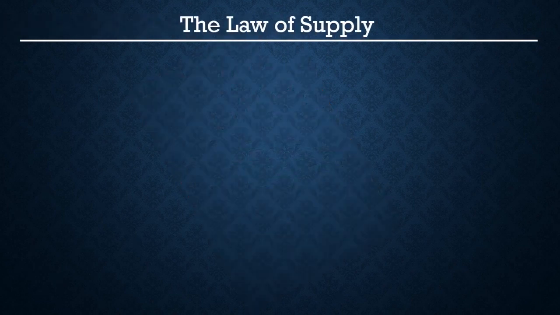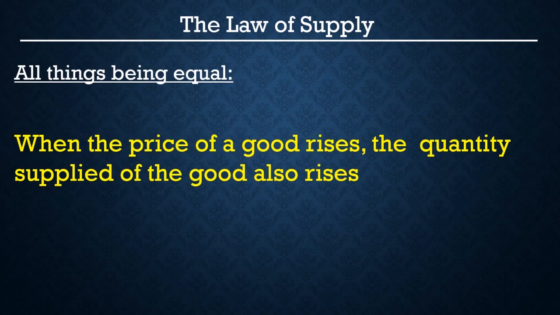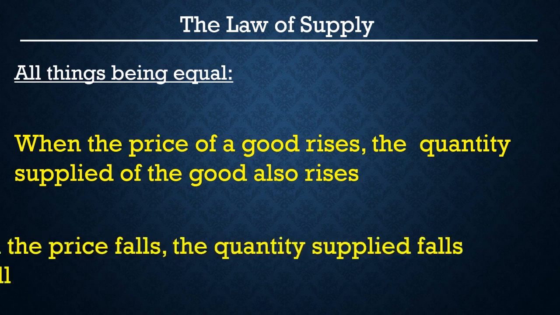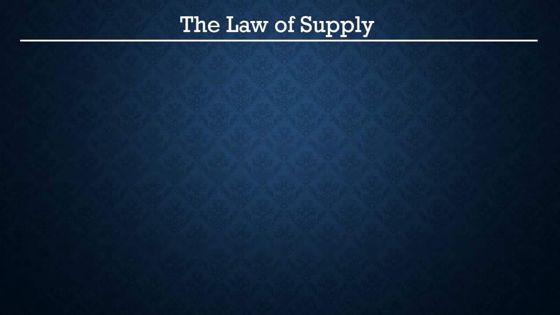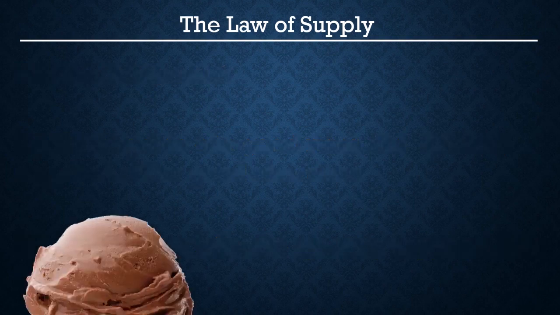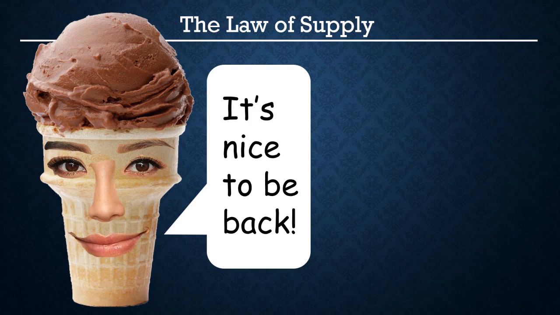There is the law of supply, which states simply, all things being equal, when the price of a good rises, the quantity supplied of the good also rises. When the price falls, the quantity supplied falls as well. Let's illustrate this point with a supply schedule, that is to say, a table that shows the relationship between the price of a good and the quantity supplied.